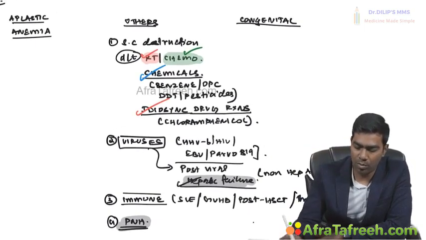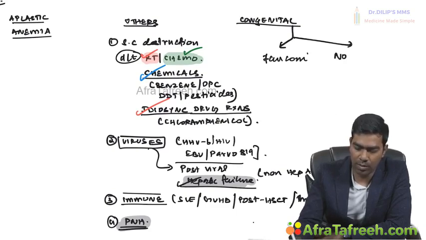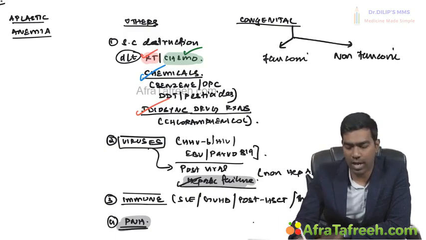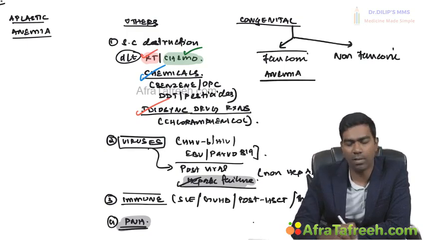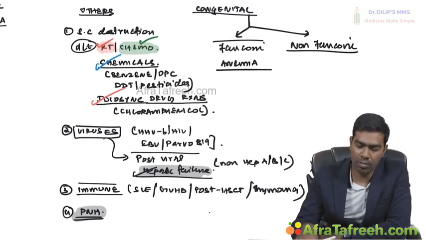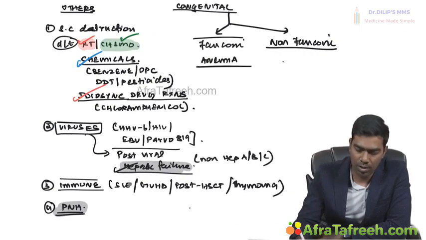Congenital causes, if you want to divide, I will divide into two. One is called Fanconi anemia, and the second one is non-Fanconi bone marrow failure. So Fanconi anemia or Fanconi related bone marrow failure is a separate thing which we'll discuss in some time. At the same time, non-Fanconi related bone marrow failure typically is due to 3 reasons.